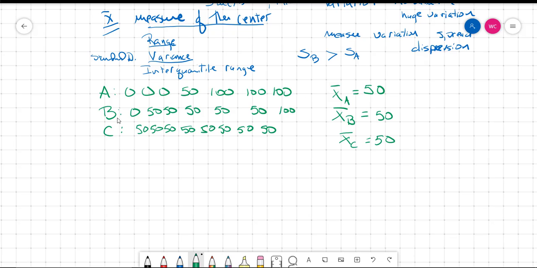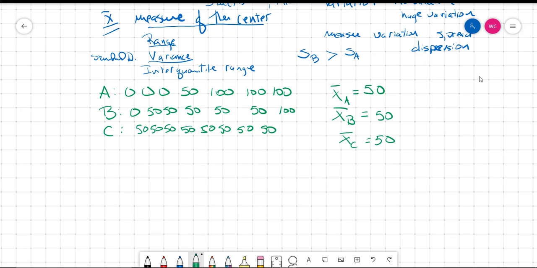Now, what about the variation in A and B? Which one would we say is more varied? Well, for B, we can see that almost everything is right in the center. Almost everything is 50. There's just a little bit of variation from 50 on the first element and the last element. Whereas here, the first three elements vary quite a bit from 50, and the last three elements vary quite a bit from 50. So we would say that there's no variation in C, there's less variation in B than in A, and A has the most variation.